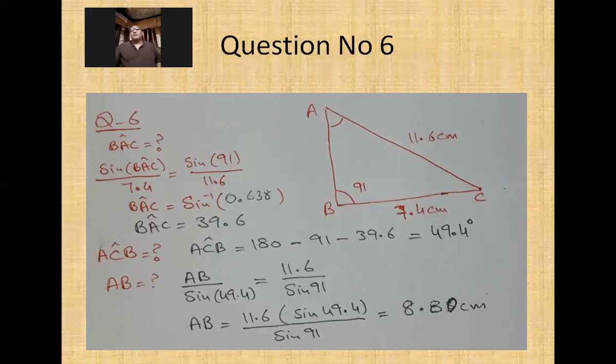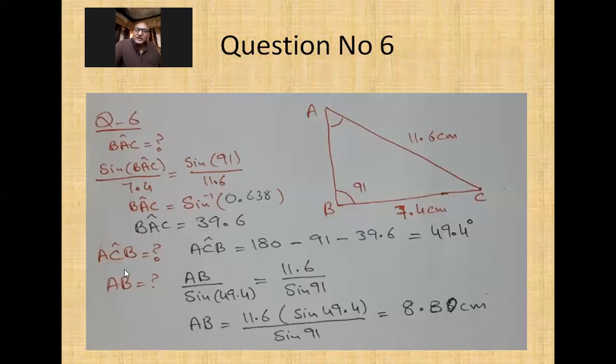Just bring that 7.4 to this side. So in your calculator, enter 7.4 multiply sine 91 divided by 11.6, and the value will be 0.638. When the sine goes on the other side, it will be inverse. So in your calculator, you will write shift sine, answer, equal, and that will give you 39.6. So now I know that the BAC angle is 39.6.